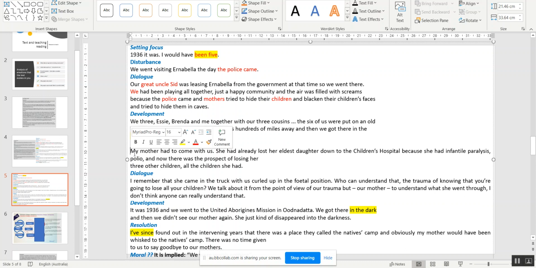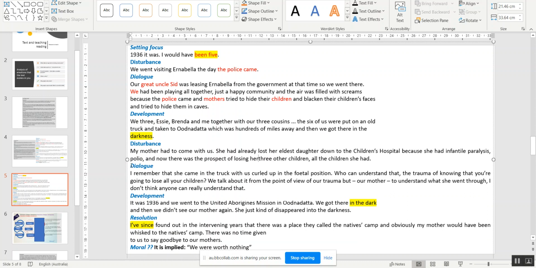And now, disturbance. My mother had come with us. She had already lost her daughter down to the children's hospital because she had infantile paralysis, polio, and now there was the prospect of her losing 3 children. So I don't know why I called it disturbance. Actually, I think I misread it. What do you think? My mother had to come with us.